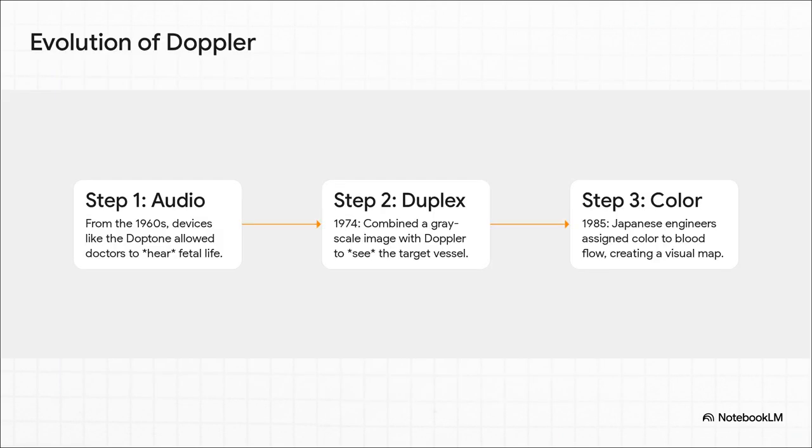Just incredible. And the way Doppler imaging evolved is just a story in itself. It started with these really simple audio devices that would just let you hear blood flow, like a fetal heartbeat. Then in 1974, duplex Doppler came along, which combined that sound with the grayscale picture, so you could finally see the vessel you were listening to. And then came the final masterpiece in 1985, color Doppler. This technique, pioneered by engineers in Japan, literally painted the blood flow with color right onto the image, creating this beautiful, easy-to-read map of our entire circulation.